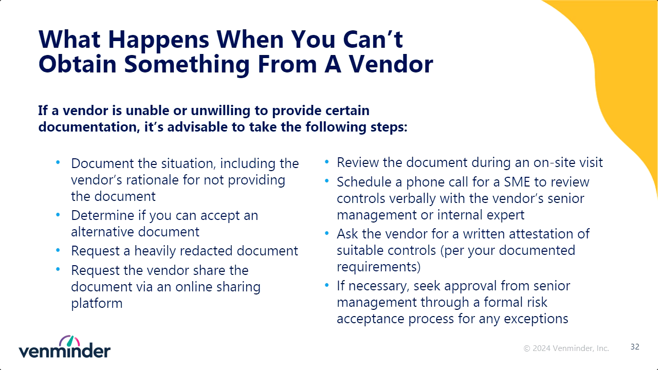Another option is to review the document in person if you can do an on-site visit, or maybe schedule a call with a subject matter expert to review the controls verbally. You might ask the vendor for a written attestation of suitable controls, and if necessary, seek a formal risk acceptance from your senior management. Just make sure you're providing senior management your documented attempts at obtaining the item from the vendor.